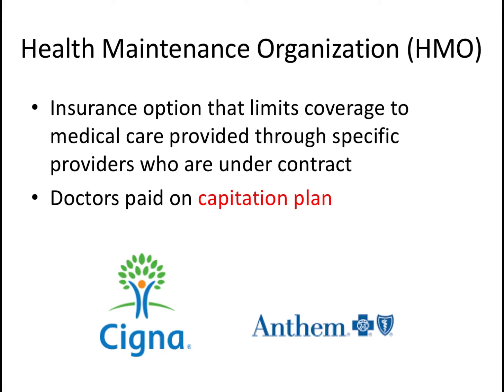So there are these massive insurance companies like Cigna and Anthem, and there are doctors who are Cigna providers, Anthem providers, etc., who work only within that given plan. So these doctors are paid on a capitation plan for their compensation, which we talked about before is based on a per capita basis, how many people they're seeing, not necessarily what procedures they're doing.